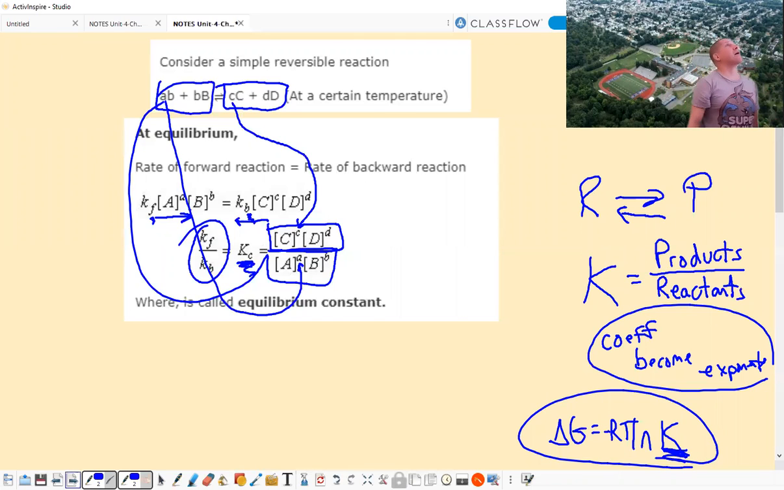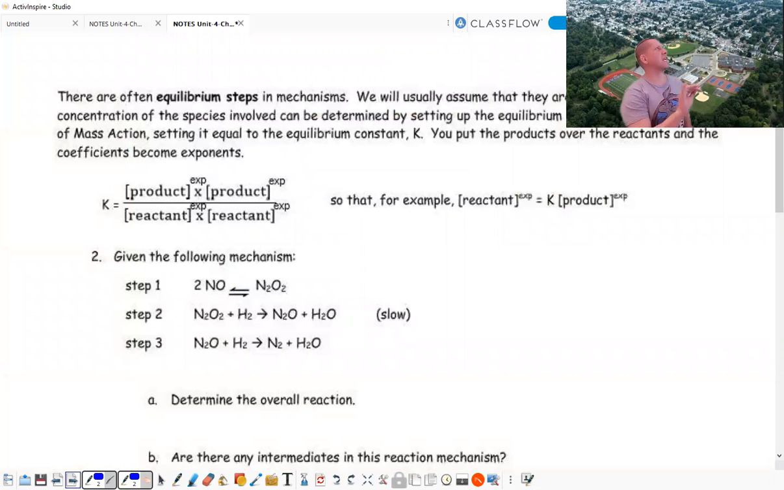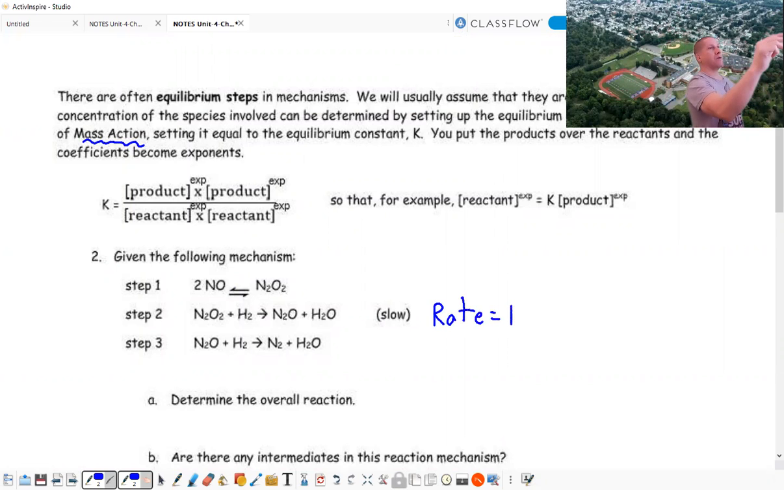All right, why am I showing you that? Well, because we haven't learned equilibrium yet, but you need it in order to get this next step, because you're going to find these fast equilibrium steps. Often there are equilibrium steps. We usually assume that they're not the rate determining step, although you'll see that it's usually specified. We have to use this law of mass action, which I just explained. So let's try it. Well, we can come right in and do the rate law.